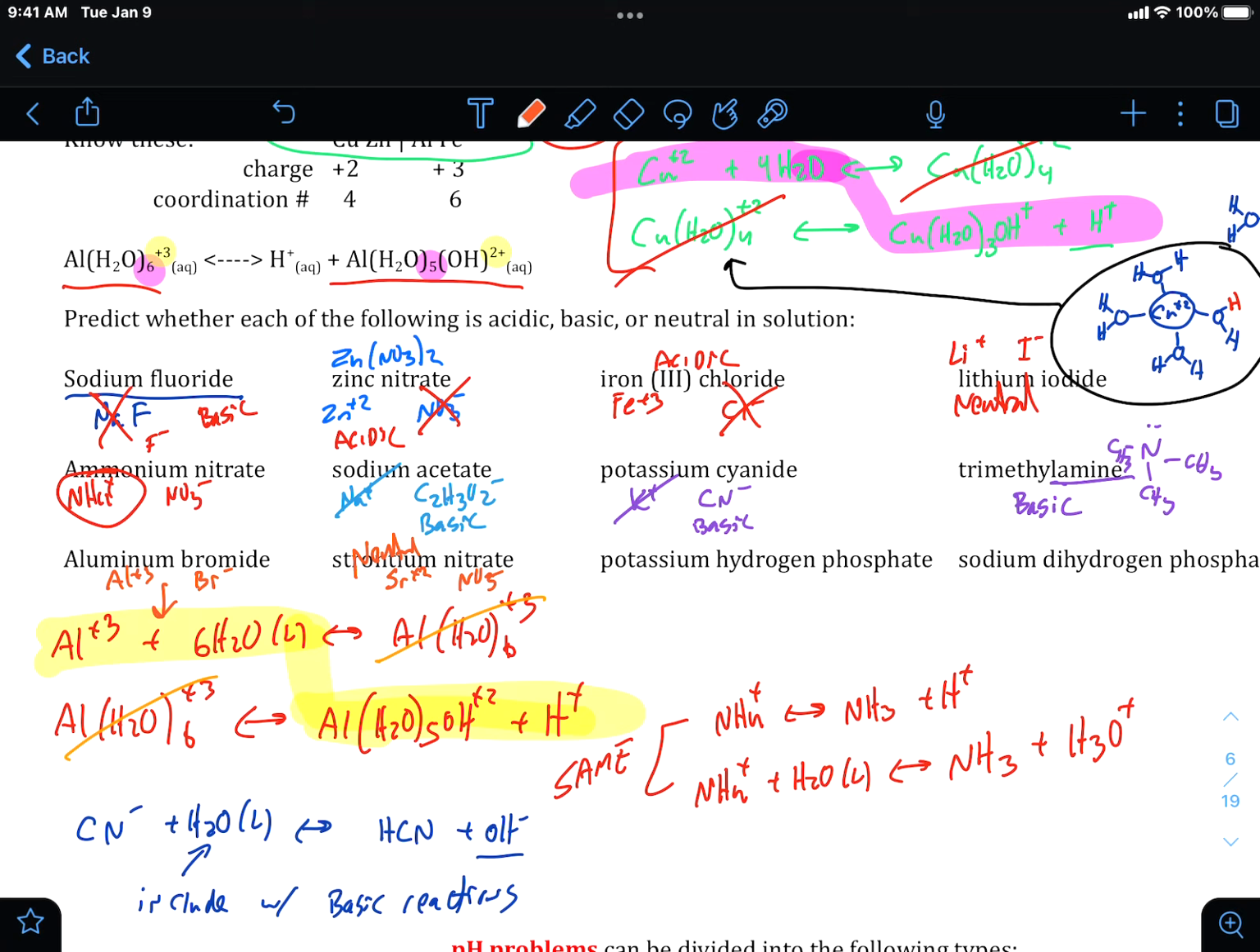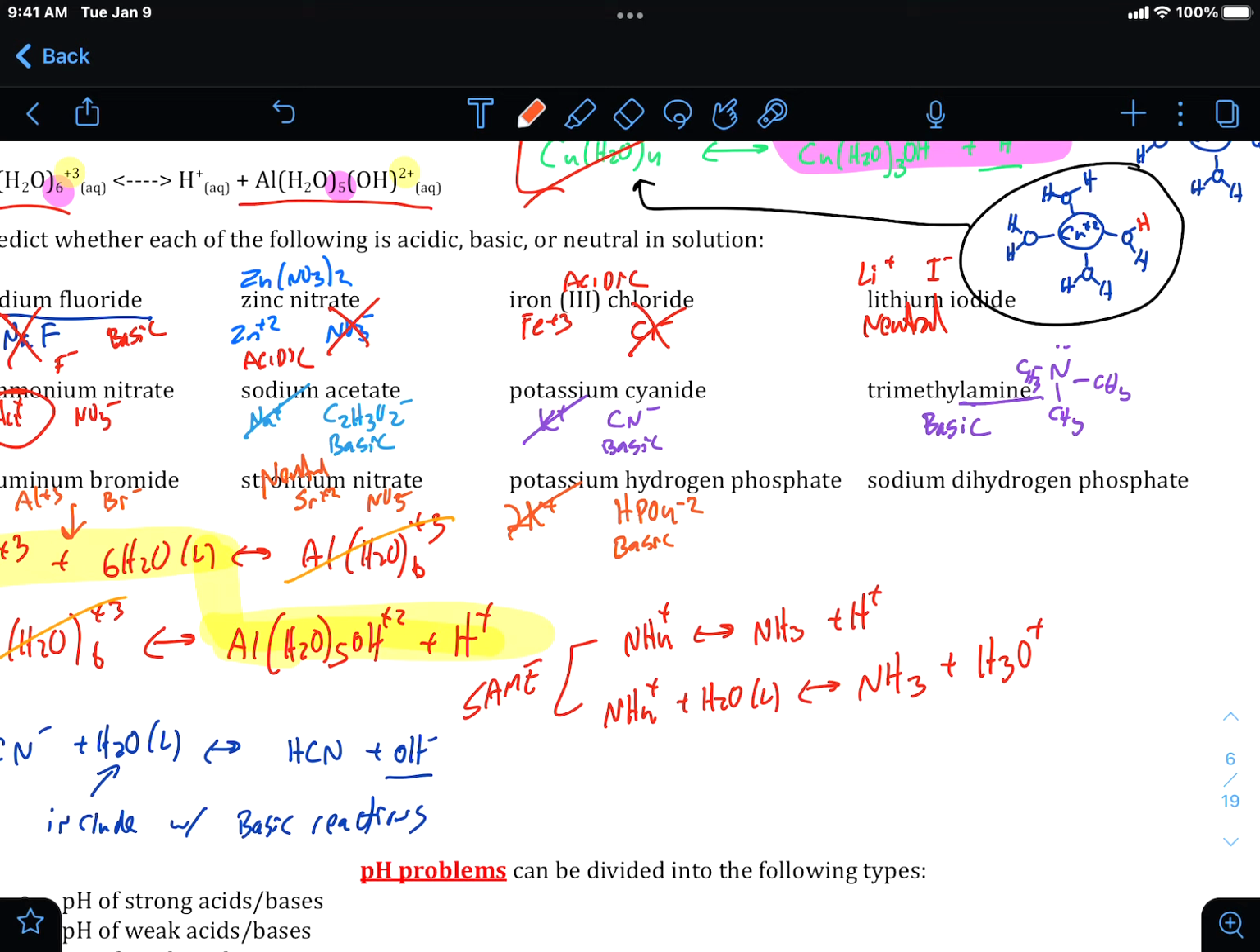Potassium hydrogen phosphate. Okay, so there are polyatomic ions with long names. Potassium is K plus. Actually, you'll have 2 of them because hydrogen phosphate is HPO4 with a -2 charge. What do you think? This will be basic because the potassium is inert.